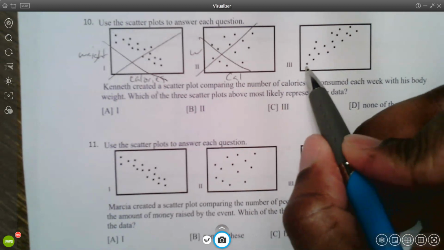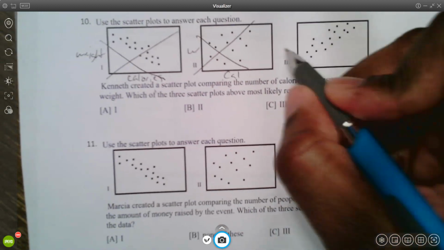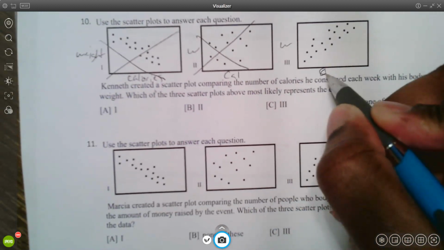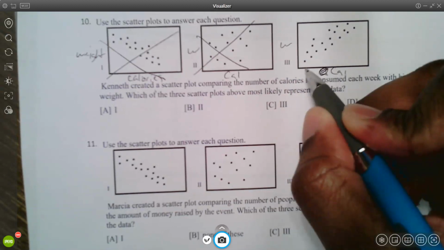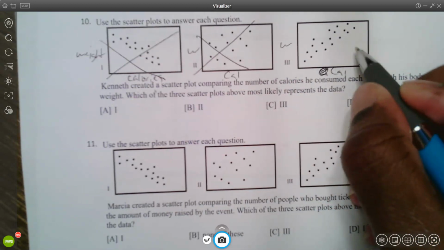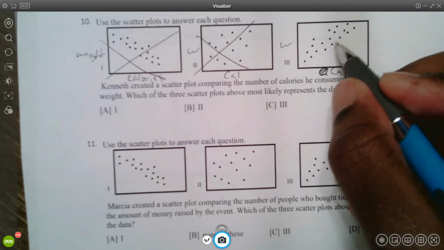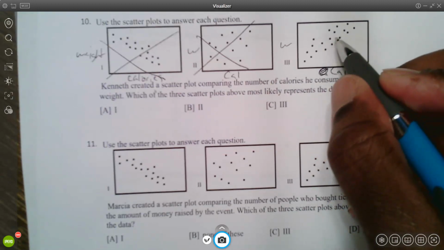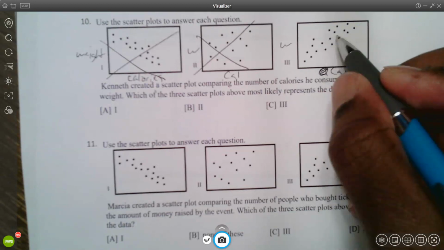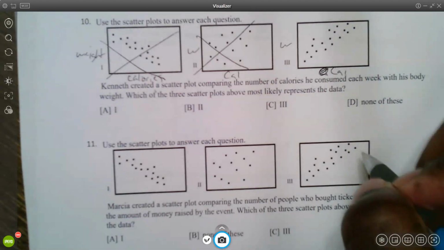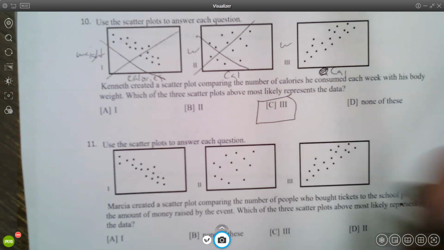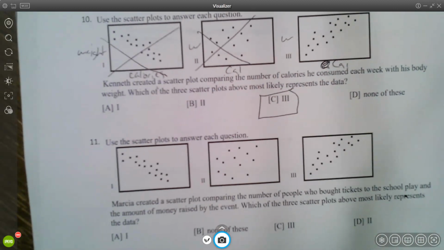Here shows a pretty moderate correlation. Like as your calories increase, your weight is definitely increasing. It's not a perfect correlation, but it's pretty strong. It's probably like 0.78, maybe 0.79 or so. It's a pretty strong correlation. So the best answer would be C. Answer is 3. We're going to get number 12.